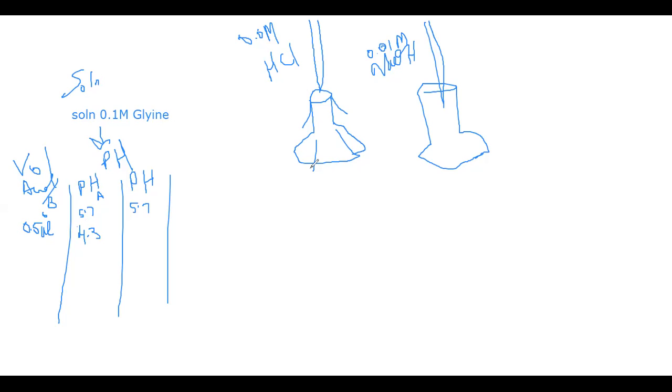In this column we are adding acid, and in this column we are adding the base. When we add the base, the pH must rise. So we will continue the addition of acid until the pH reaches 2 or lower than 2, and we will continue the addition of base until the pH reaches 12 or greater than 12.